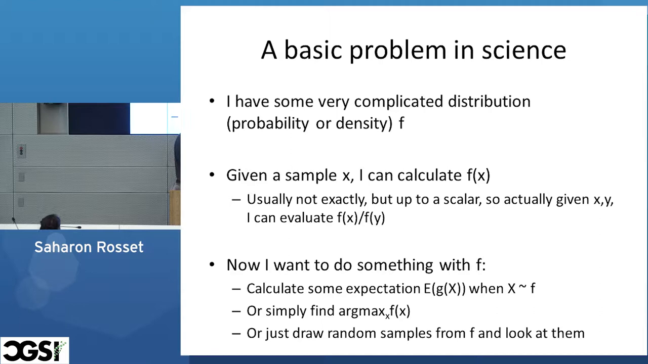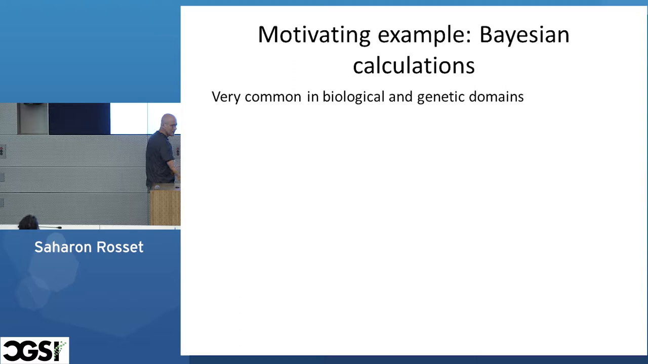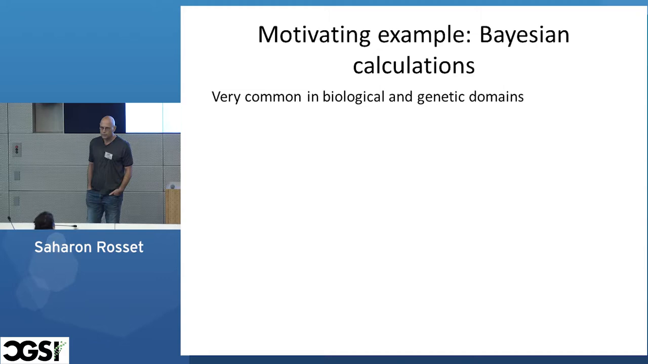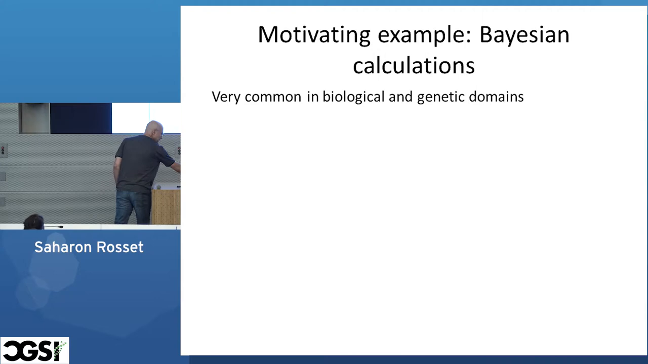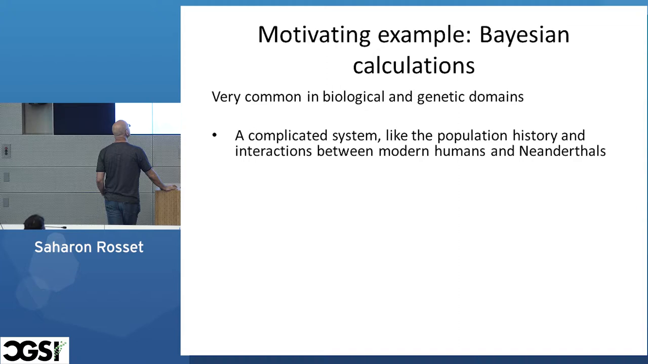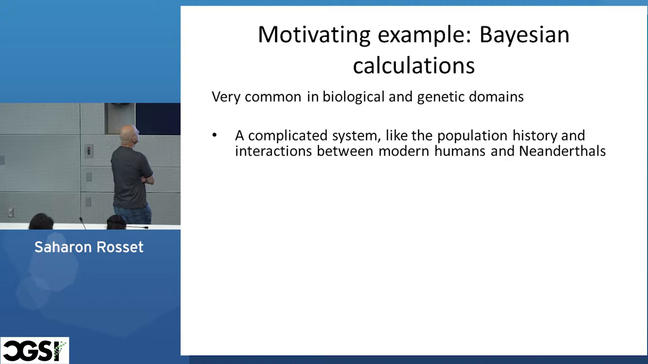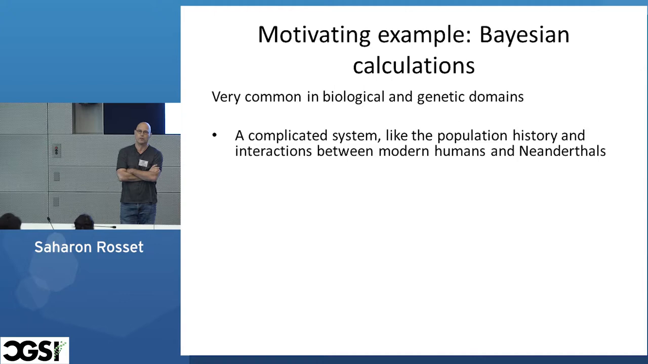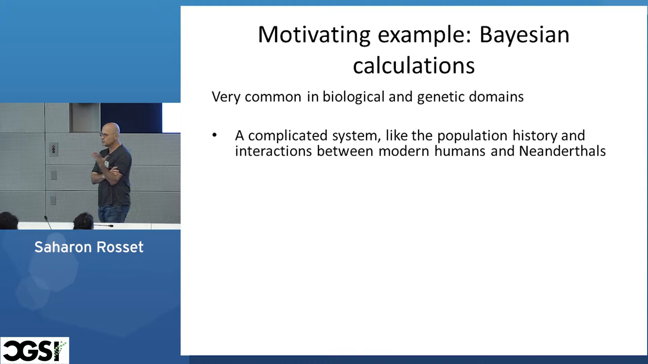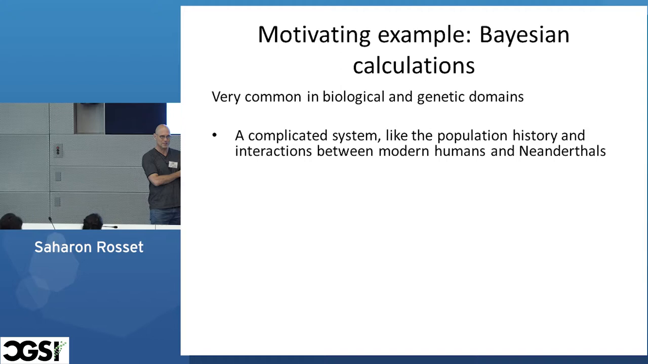But we can make it concrete immediately with probably the leading example and certainly the most important one in genetics and biology: the idea of doing a Bayesian analysis, Bayesian calculations. So let's do a brief introduction to Bayesian analysis. What I have is some complicated system. And the example that I'm going to be using for this slide, say my data is maybe a few modern human genomes and Neanderthal genomes, but I'm interested in the system that generated these genomes, and this system is really the population history of the two species and the interactions between the two species, right?